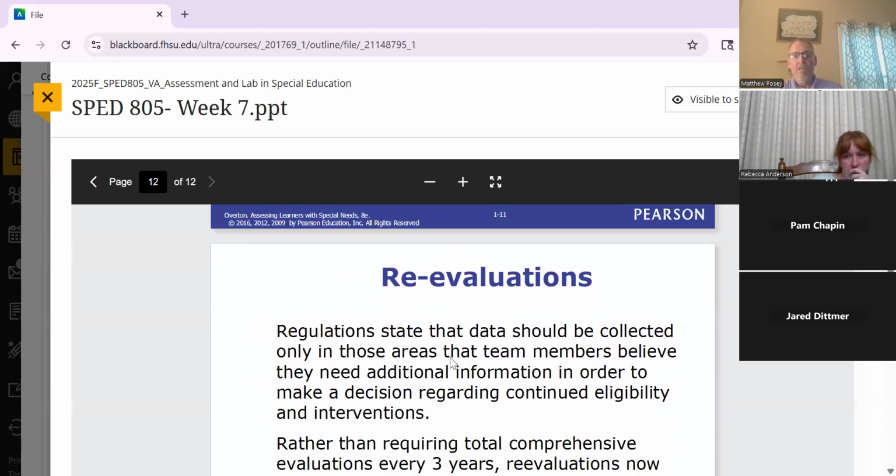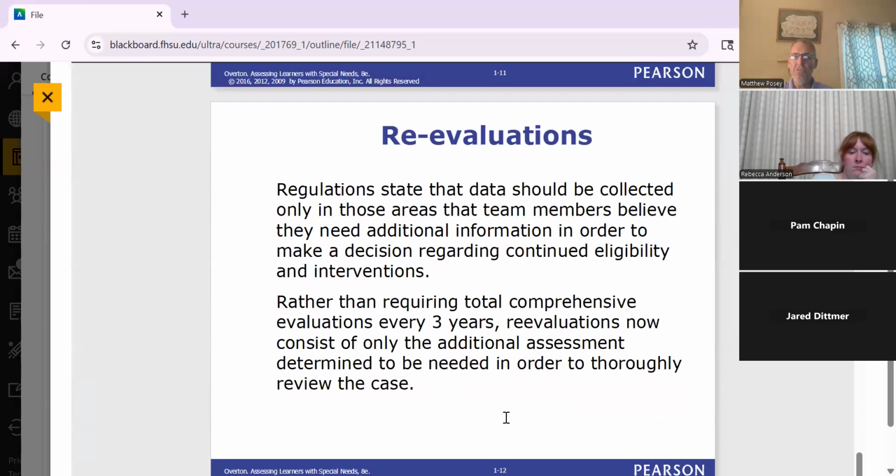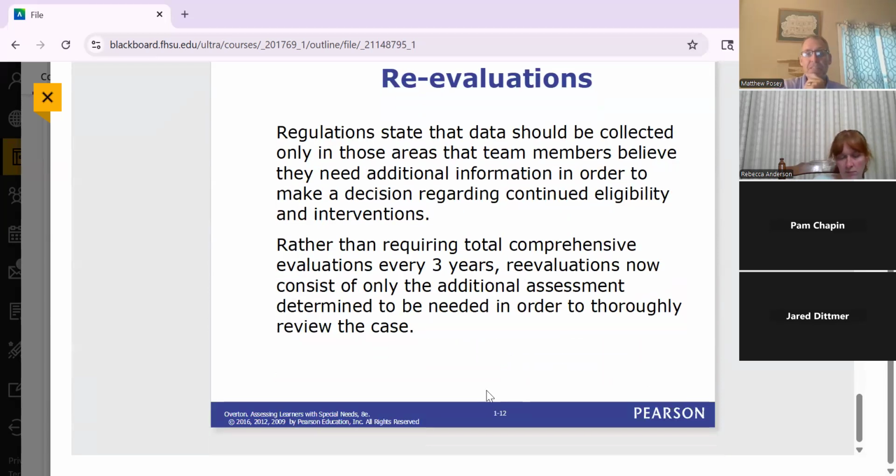Reevals. Okay? Data should be collected in the areas that the team members believe need additional information to continue eligibility and interventions. These come up every 3 years. Must consist of only the additional assessment determined to be needed in order to review the case. Okay, sometimes you get in there and maybe the team decides they don't want to do the reeval. It's not uncommon. Okay, a lot of times it is to determine, assess where the student's at, see if they made any significant gains, improvements in areas that they were weak in.